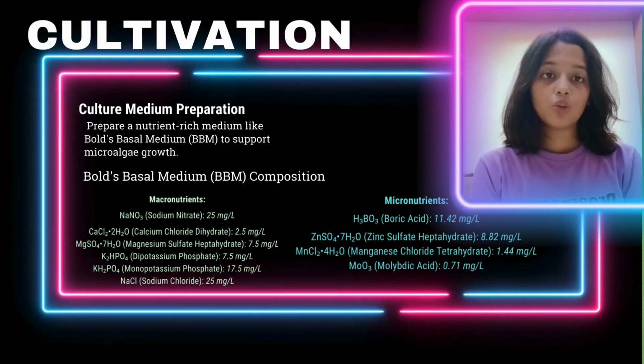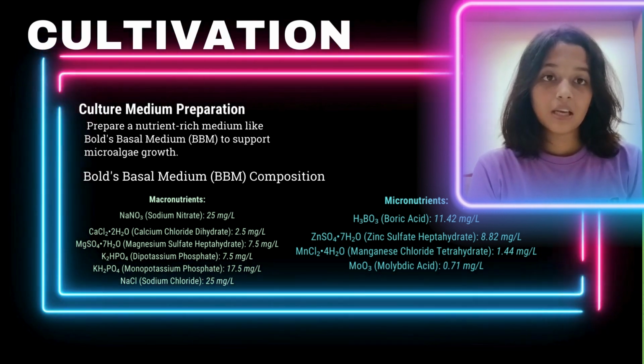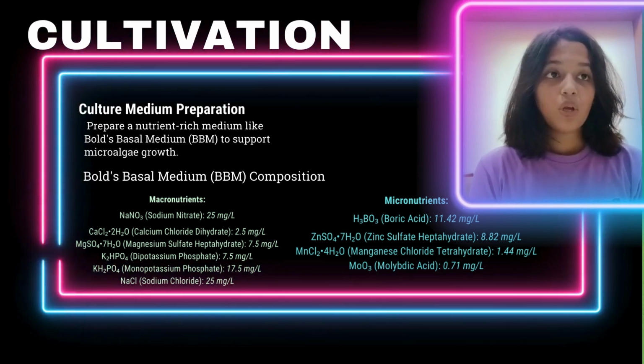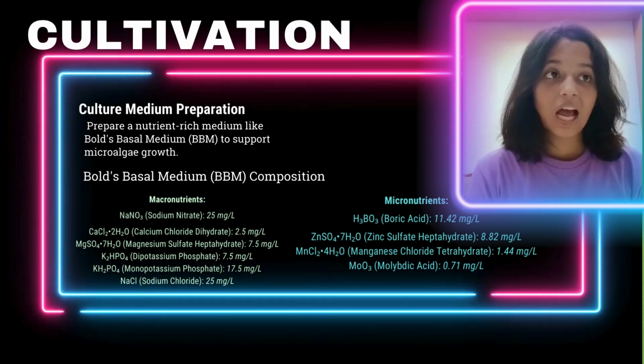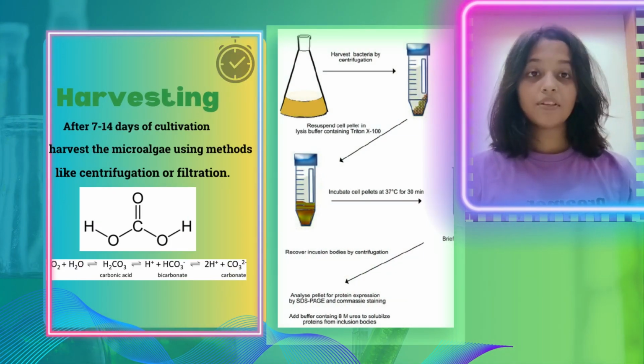So what are the micronutrients for this reaction? We can use boric acid, then there is zinc sulfate heptahydrate, then molybdic acid, etc. And as a macronutrient, we have sodium nitrate, calcium chloride dihydrate, and sodium chloride. For harvesting, after 7 to 14 days of cultivation, the microalgae are harvested using methods like centrifugation or filtration.